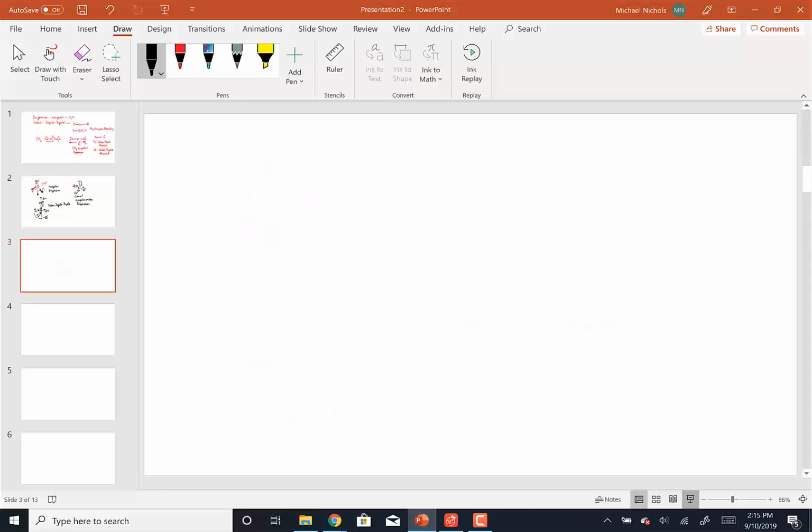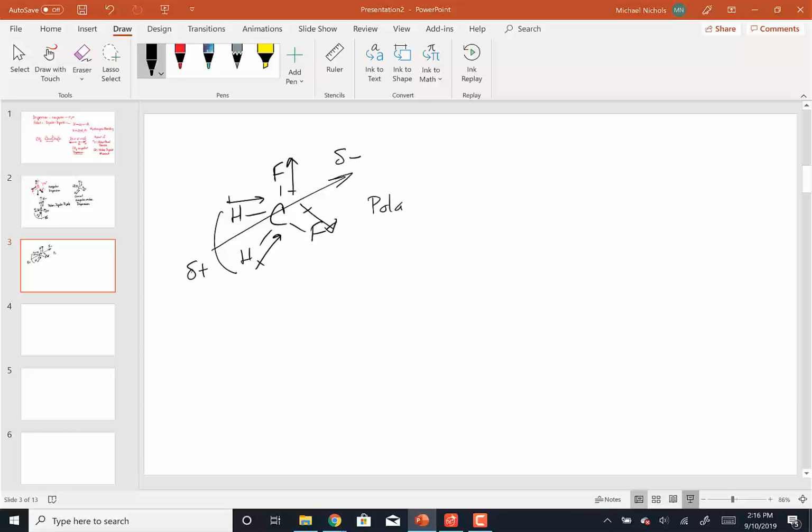Let's say we had a carbon with 2 fluorines and 2 hydrogens. Remember, this is a tetrahedral structure. So the fluorines would go in this direction, the carbon-fluorine bonds. The carbon-hydrogen bonds would go in this direction. And so they would not cancel, because in a tetrahedron, all 4 atoms have to be the same to cancel. In this case, the net dipole would go in this direction, with this direction of the molecule being delta minus, and this part of the molecule being delta plus. So this would be a polar molecule and would therefore undergo dipole-dipole forces.